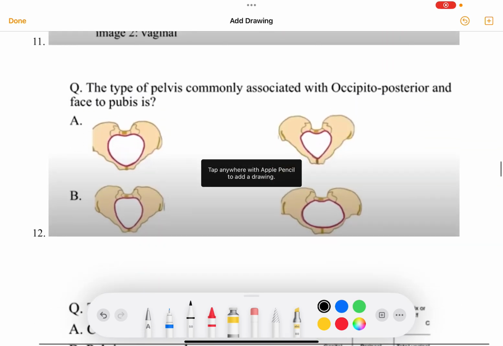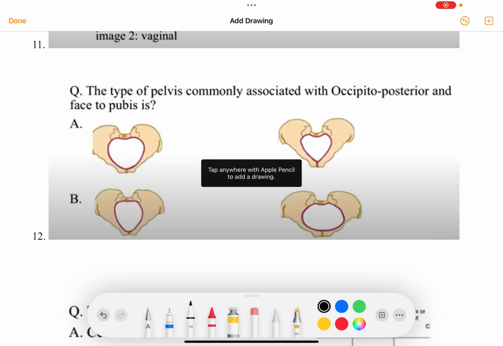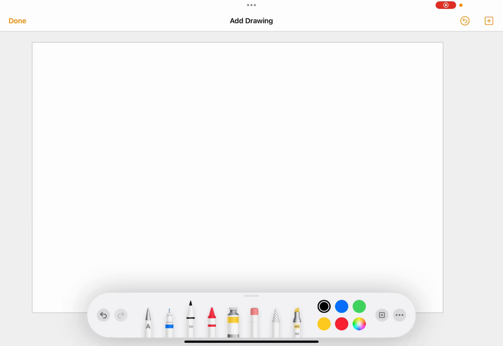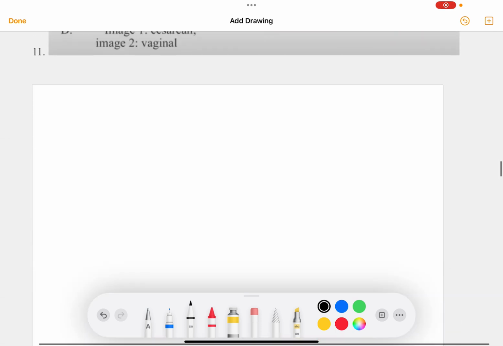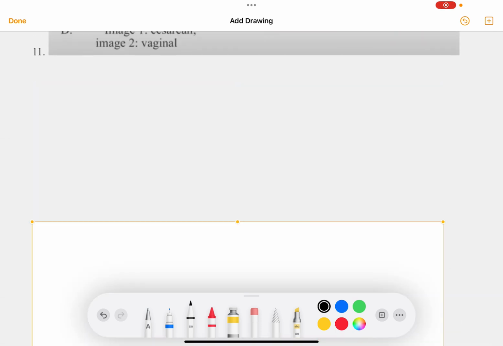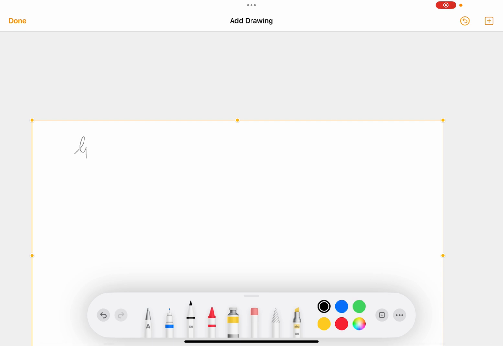Coming to question number 12. What type of pelvis is commonly associated with occipito-posterior face to pubis delivery? You all know there are 4 types of principal pelvis available. Number 1 is the gynecoid pelvis. Gynecoid pelvis is basically an oval pelvis. Anteroposterior and transverse diameters are both equal. So it is the gynecoid pelvis.